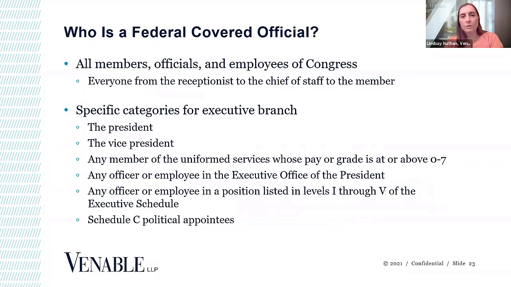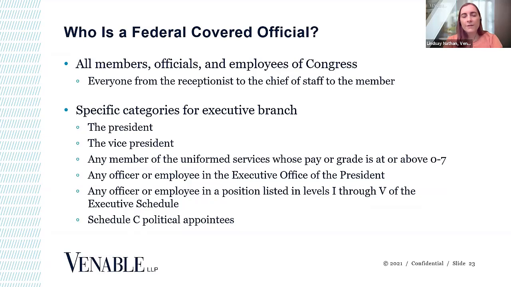Who is a federal covered official? On the legislative or congressional side, it's all members, officials, and employees of Congress. As it says on the slide, everyone from the receptionist to the chief of staff to the member is included. So if you are having a lobbying contact with anybody who works for Congress, that would be considered a covered official. On the executive branch side, it's much more specific. It includes the president, the vice president, any member of the uniformed services whose pay grade is at or above O-7, any officer or employee in the executive office of the president, any officer or employee in a position listed in levels I through V of the executive schedule, and all Schedule C political appointees.